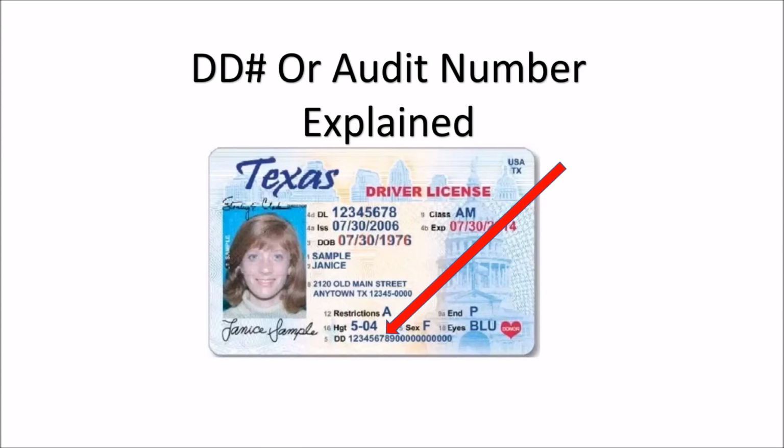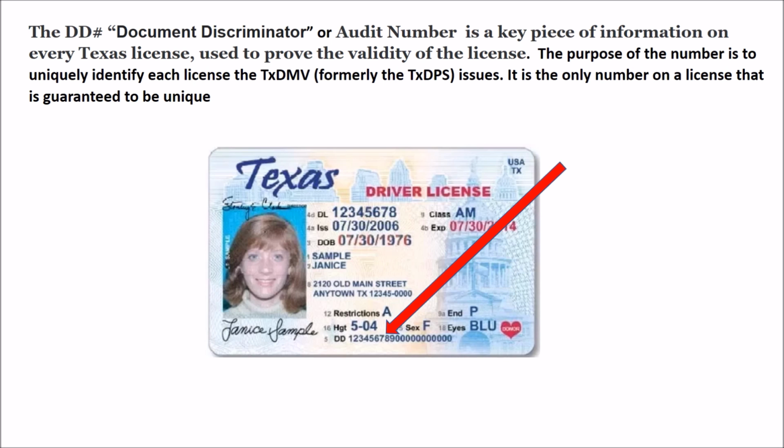I'm gonna explain to you what the DD number or audit number here on your Texas driver's license is. It's like a 20-digit number. And the DD stands for document discriminator, or they call it an audit number. It's a key piece of information on every Texas driver's license used to provide the validity of the driver's license.